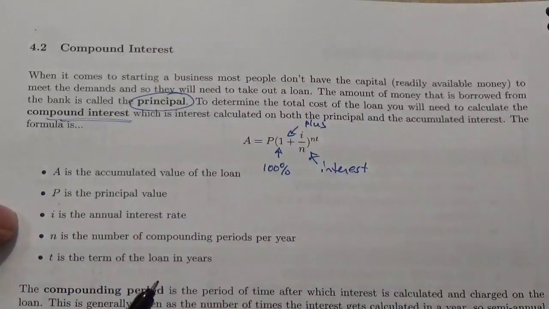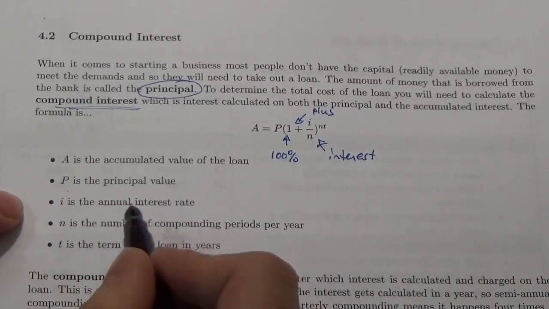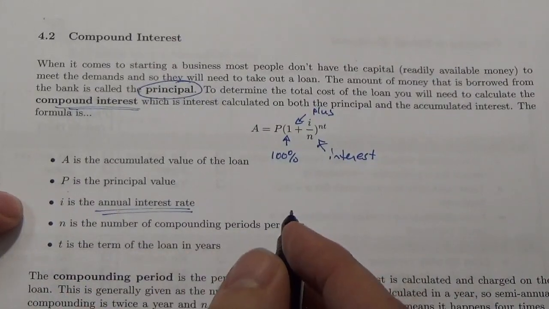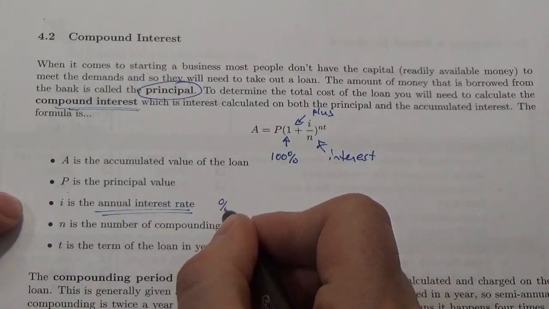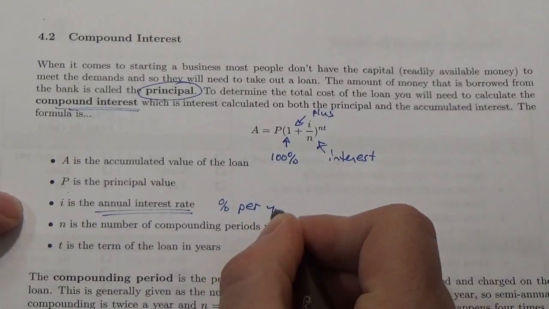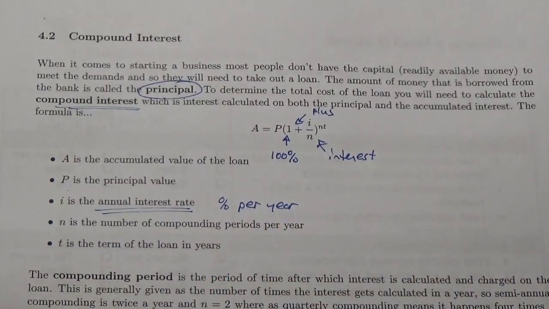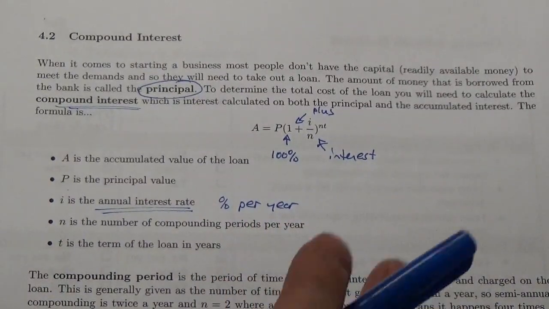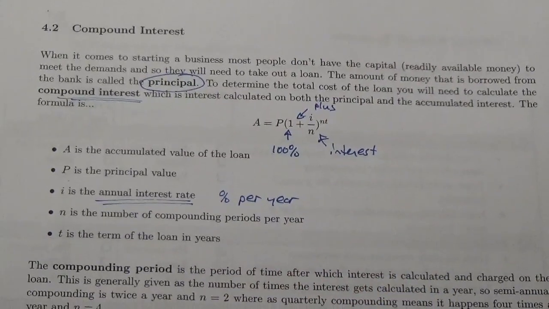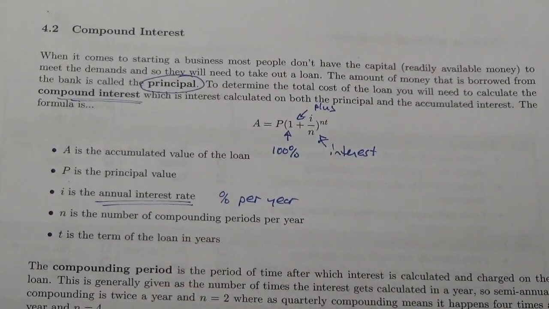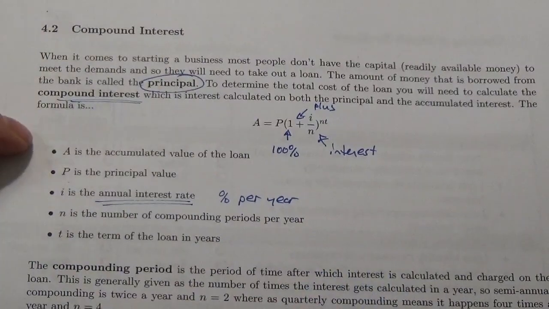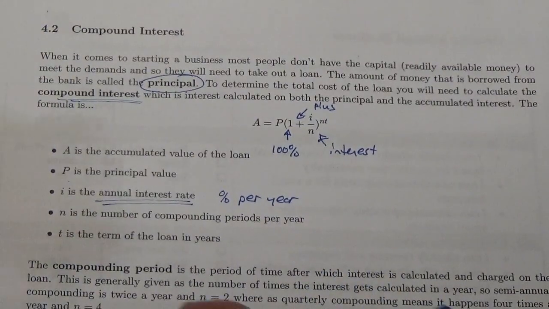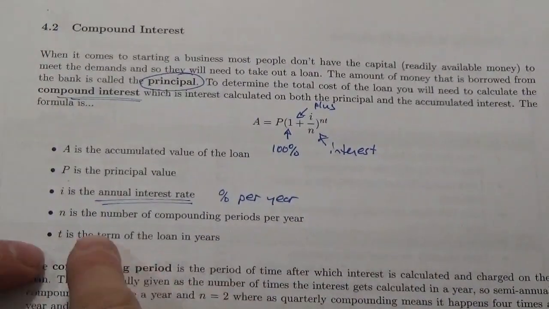And this is how the interest is going to be calculated. We're going to take the annual interest rate, so that's percent per year. But the thing is, the bank is going to do some compounding. And what we mean by compounding is that's when they calculate the amount of interest that you owe and add it to the amount. That's compounding.